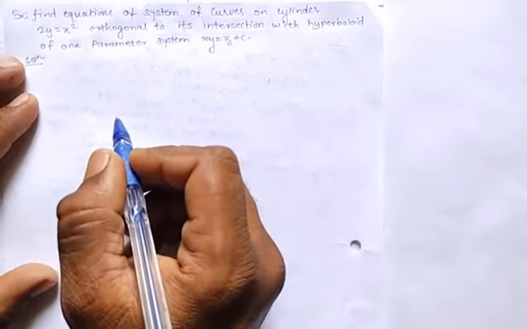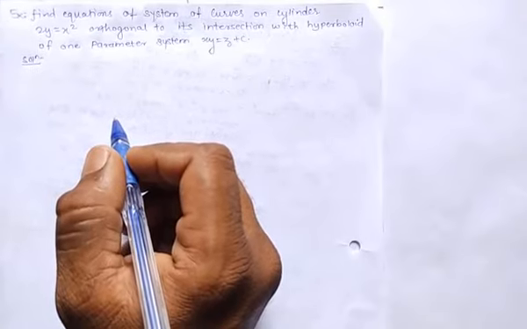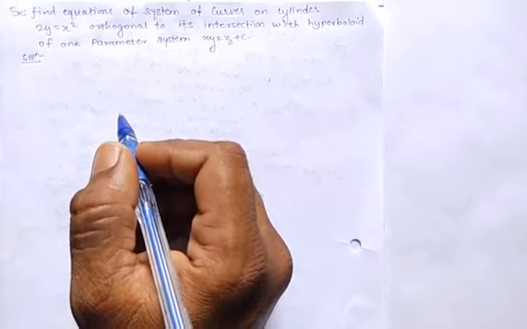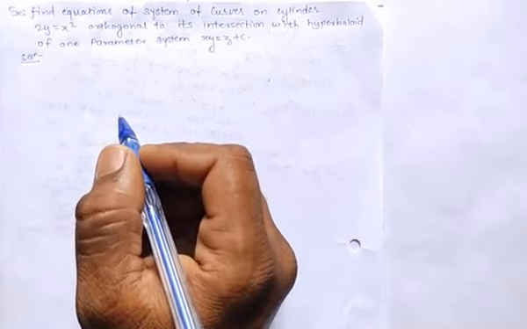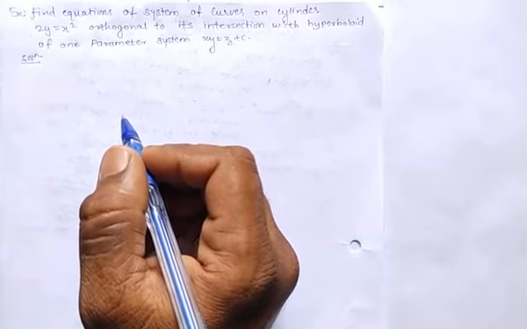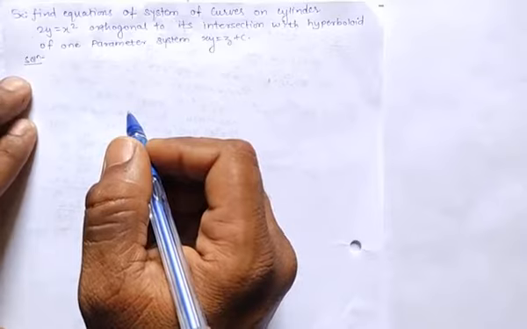Find out the orthogonal trajectories. Now what we have given is this: find the equation of the system of curves on the cylinder which is given by twice y is equal to x square, which is orthogonal to its intersection with the hyperboloid of one parameter system, which is x into y is equal to z plus c. So see the solution.